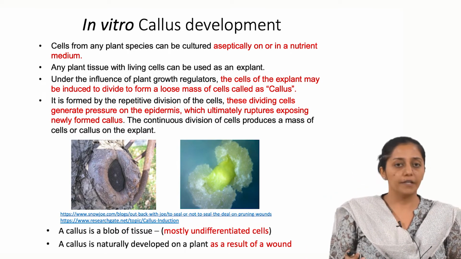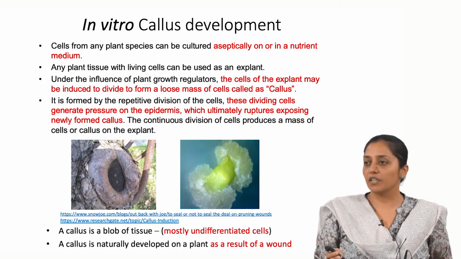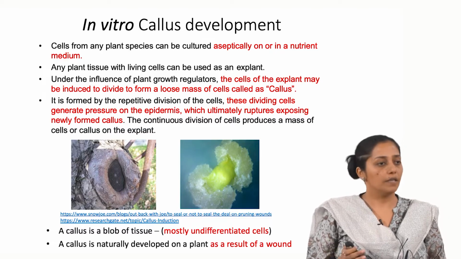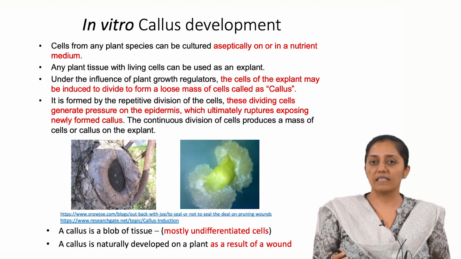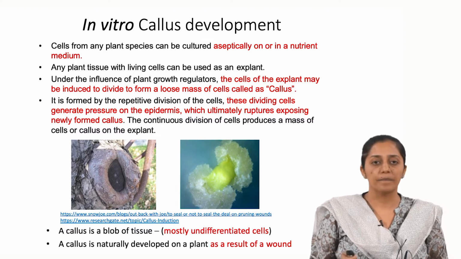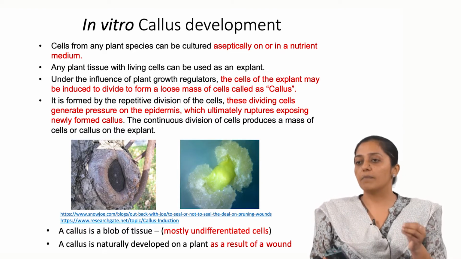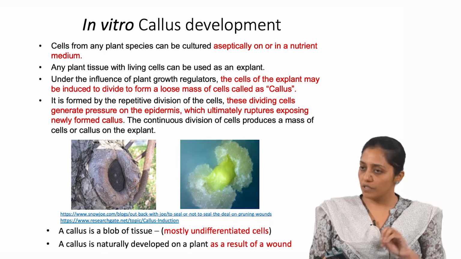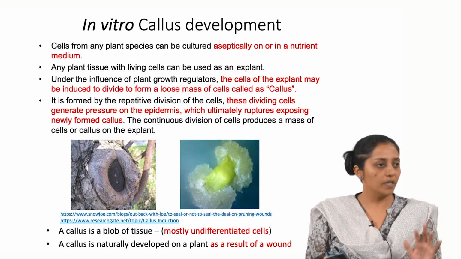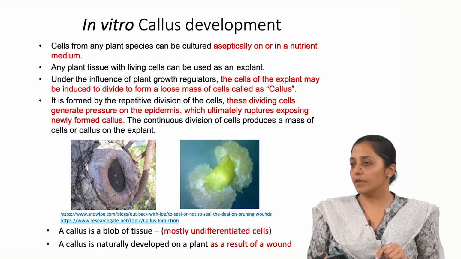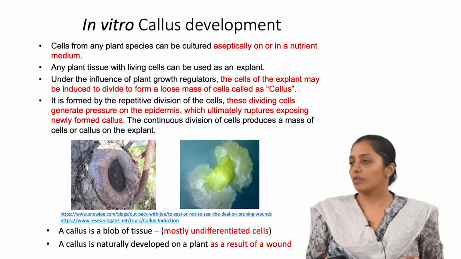So, how is it induced in vitro? The cells from any plant species can be cultured aseptically in a nutrient medium. Any plant part tissue with living cells can be used as an explant, as I said. Then comes the influence of plant growth regulators. Generally when we say plant hormones, they are endogenously produced plant growth compounds or regulators. But if they are synthetically produced or exogenously provided, then we call them growth regulators.